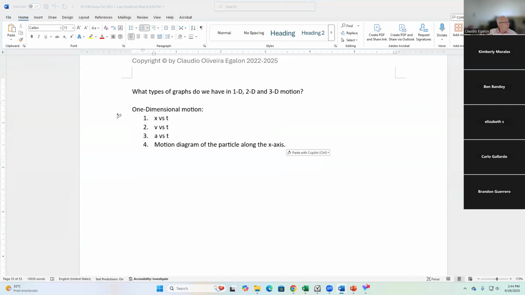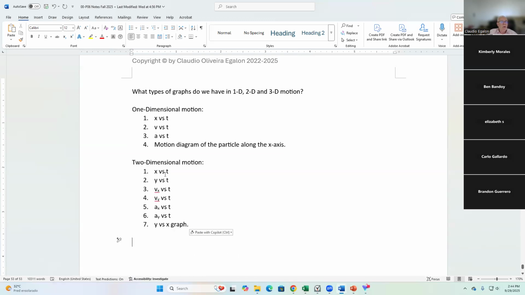In the two-dimensional space, you're going to have more graphs because now you have more variables. You have the X versus T graph, the Y versus T graph, the Vx versus T and the Vy versus T graph. And I want to put this one at the top because that's how we will start: the path of the particle. That's one graph for two-dimensional motion.